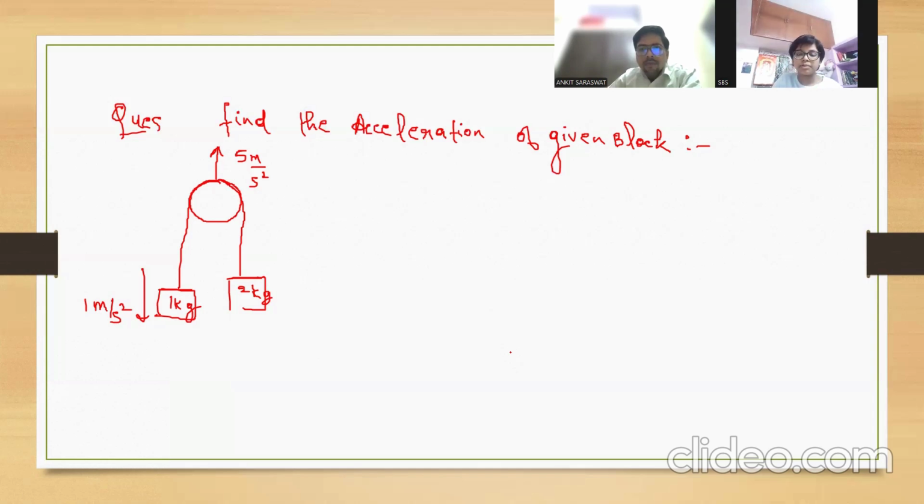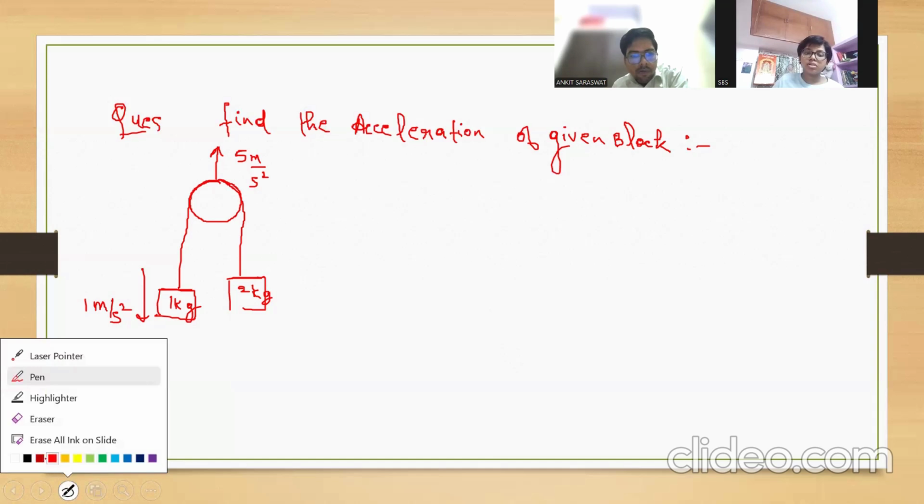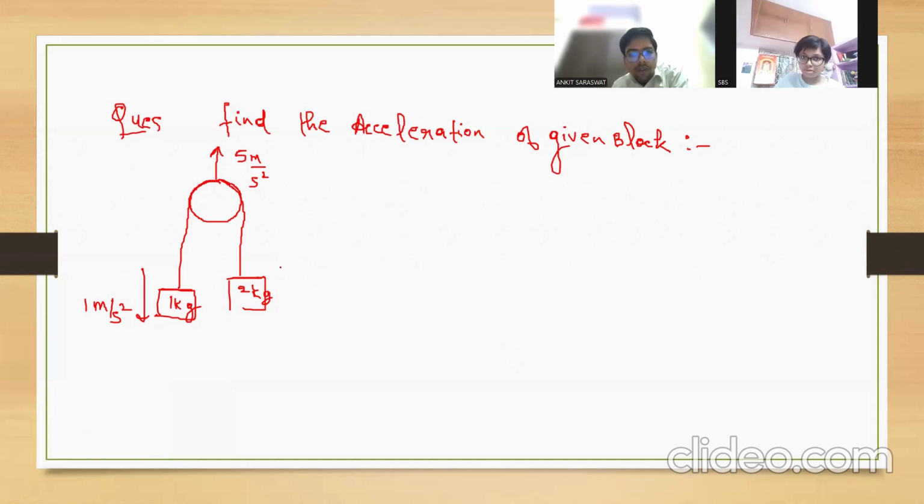4.5 meter per second, sir. 4.5 meter per second. One minute, I will write. I want to know what the acceleration is. I can assume any direction. If I assume this direction like this... if you are not assuming, it will come automatically.